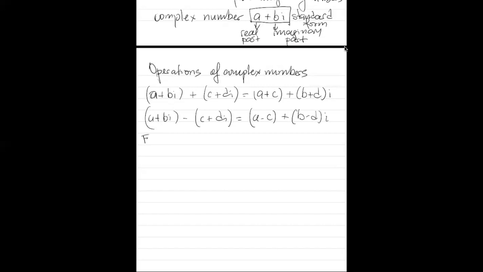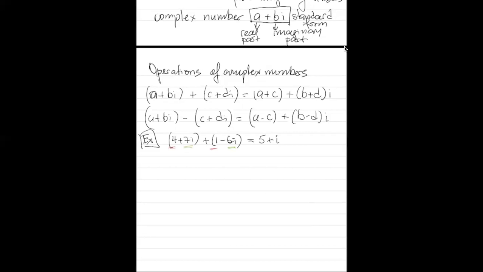Example, 4 plus 7i plus 1 minus 6i. These are two complex numbers. So to add them, we add the real parts. So that's 4 plus 1, and that's 5. And then we combine the imaginary parts. So 7i minus 6i would be just i, so 5 plus i.